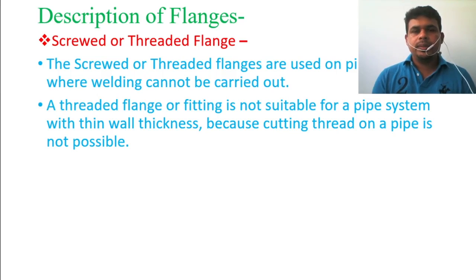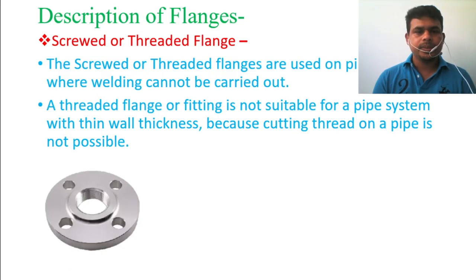If the pipe thickness is very small, then we should not use a threaded type of flange, because cutting thread on a pipe is not possible. If you use a small thickness pipe for threading, then if you cut the thread, there is no space and it's not possible, and the thickness will be very less.